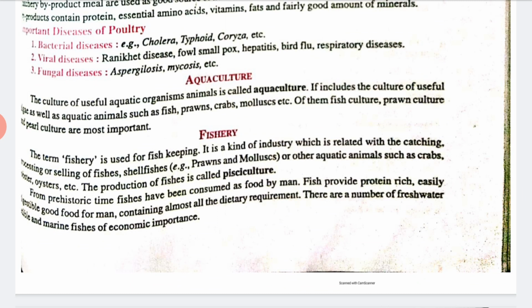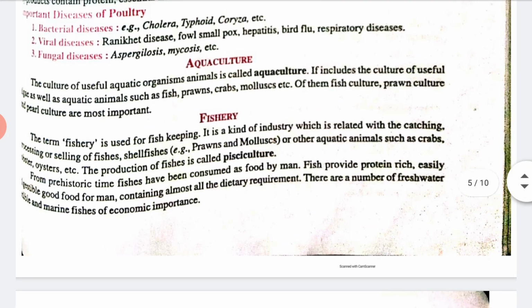Among them, fish culture, prawn culture and pearl culture are most important. This is known as aquaculture. The next term is fishery. Fishery means, you all know, the culture of fish just for fish production, right? So the term fishery is used for fish keeping.